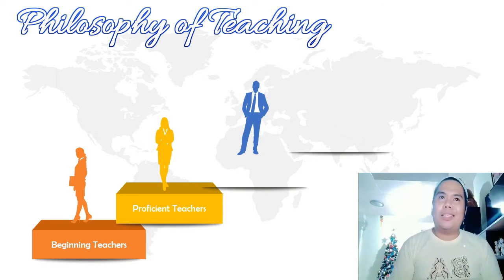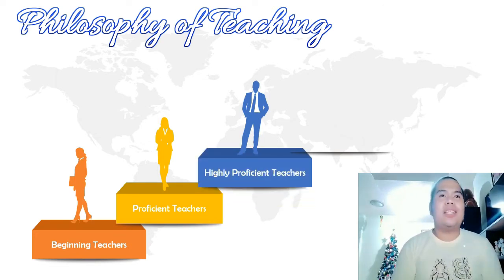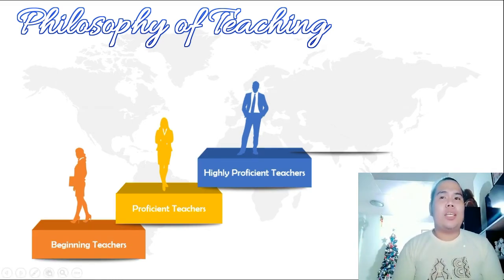The next one is the highly proficient teachers. In this stage, it is also important to manifest your philosophies, not just applying them, because your philosophies will not just be defined in the four areas of the classroom, but can also be defined by your actions, by your actions to encourage others to enhance their own philosophy of teaching.